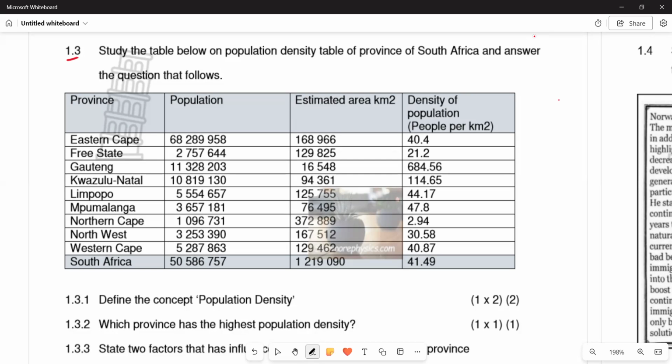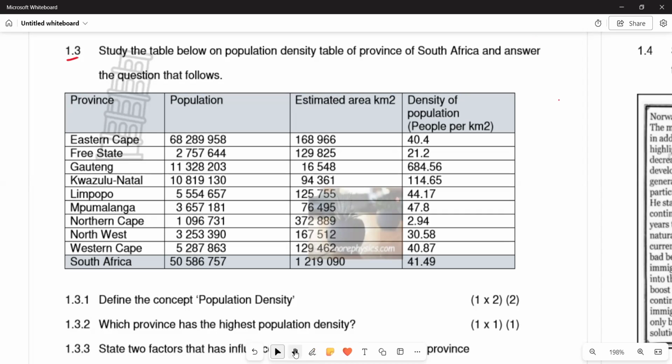The question reads, study the table below on population density of the provinces of South Africa and answer the questions that follow. So we are given a table with a column for province, population, estimated area in square kilometers, and then density of population, that is people per square kilometer. Given this table, we have questions beneath it that we need to go through.